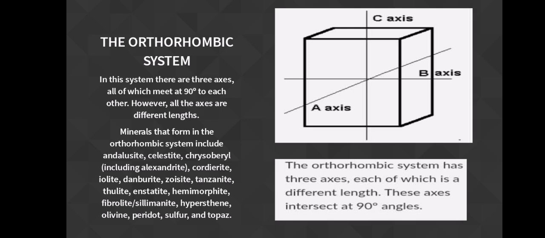Orthorhombic system. In this system, there are 3 axes, all of which meet at 90 degrees to each other. However, all the axes are different lengths. Minerals that form in the orthorhombic system include dolomite, celestite, chrysoberyl, cordierite, iolite, danburite, zoisite, tanzanite. Basta ito yung mga sample sa baba.